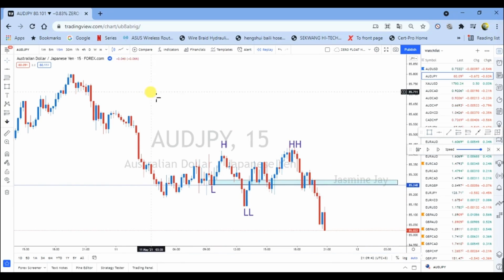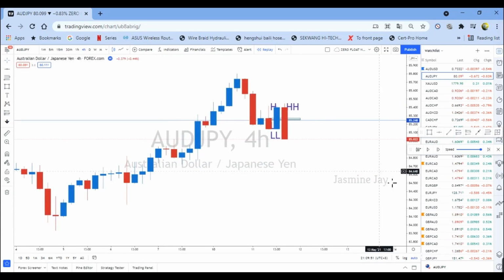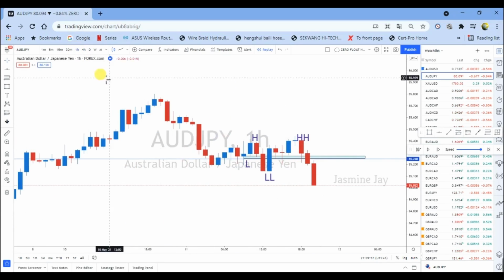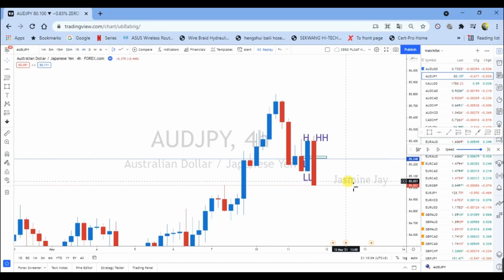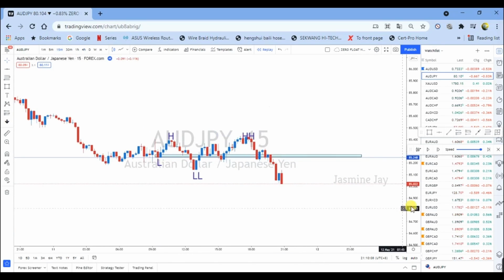And thirdly, we have to go to the higher time frame to check for our confirmation, whether we can see any engulfing. So let's go to the H4 time frame. There we go. On the H4, I can see that there is a bearish engulfing. Why do I go to the H4? If we look at the H1, I can't see anything. M30, I can't see anything. But at the H4, I can see that there is a bearish engulfing as our confirmation. So I'll change back to M15.